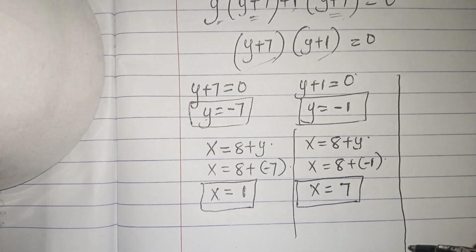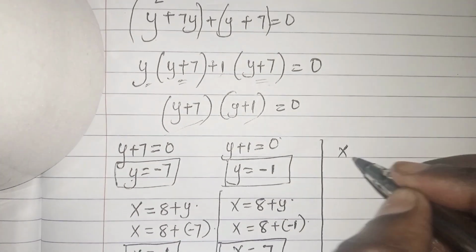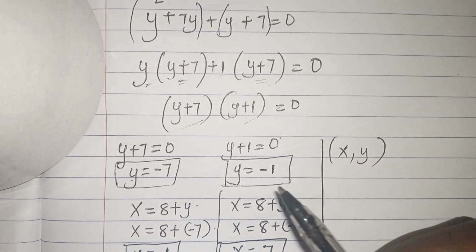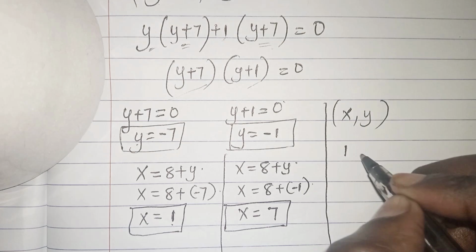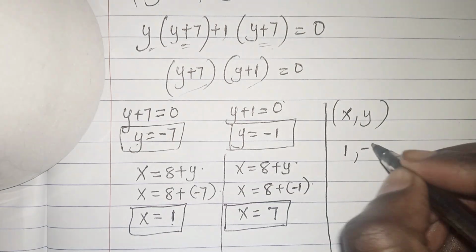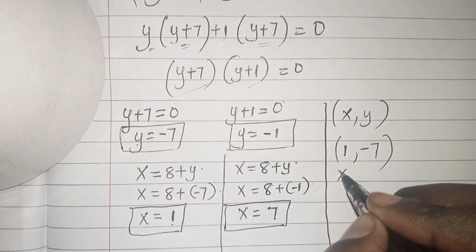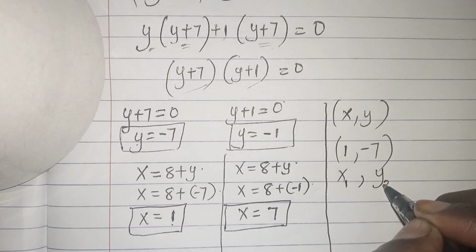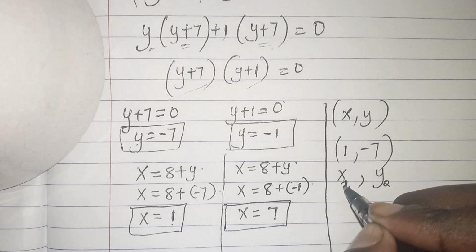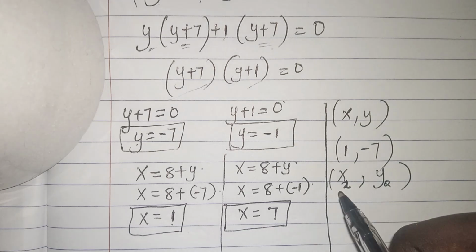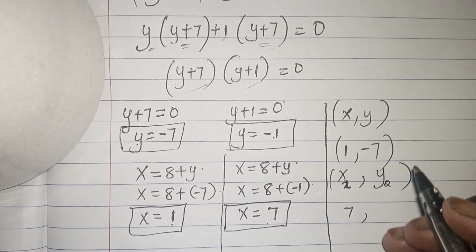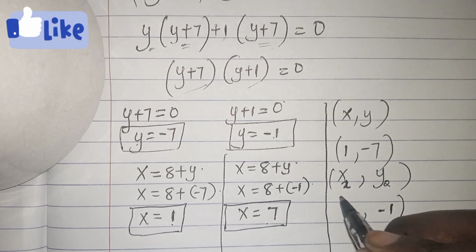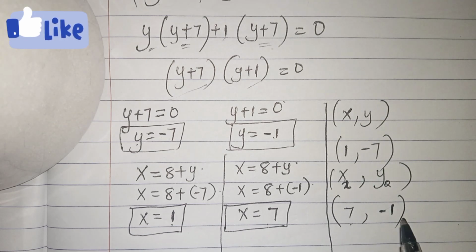So let us write them here. (x1, y1): when x is 1, y is negative 7. Then (x2, y2): so when x is 7, y is negative 1. So these are the two values of x and y.